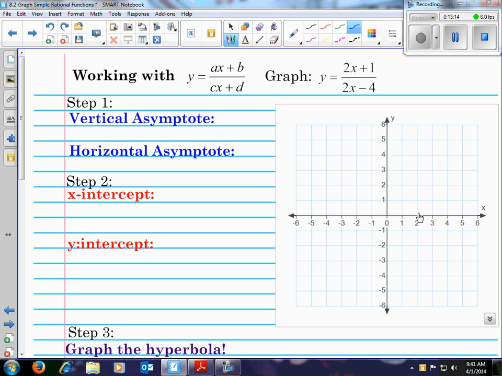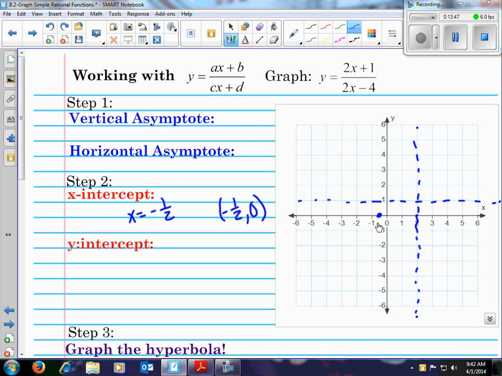So once you finish, I want you to check your answer, and you should have a vertical asymptote at x is equal to 2, a horizontal asymptote at y is equal to 1. Now you should have paused this and gone back and tried to figure out how to do this before I'm telling you the answer. Your x-intercept is going to be x is equal to negative 1/2. So your point will be (negative 1/2, 0). So you'll have negative 1/2, 0 here.